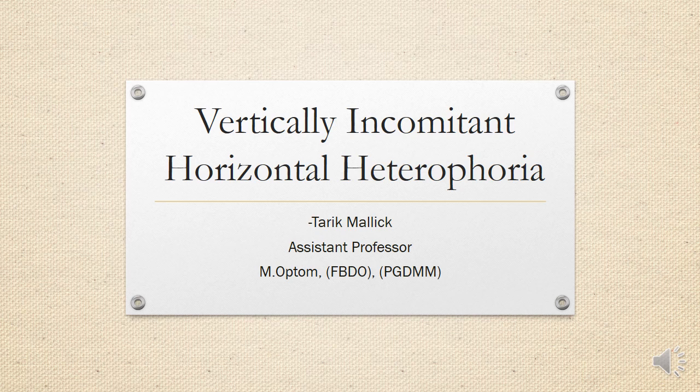Hello everyone. Today we are going to discuss a topic which is vertically incomitant horizontal heterophoria, which simply means that these are your horizontal heterophorias or heterotropias which are incomitant vertically. So if you see this deviation, what will happen? The amount of deviation will differ in up and down gaze. So these are your esotropias or exotropias which will differ depending upon the gaze. So it is basically an incomitant squint. Let's see what these are and what the different classifications are.